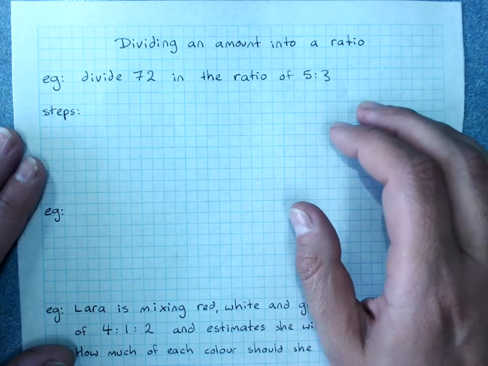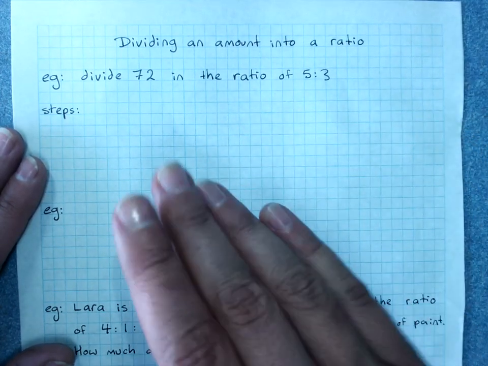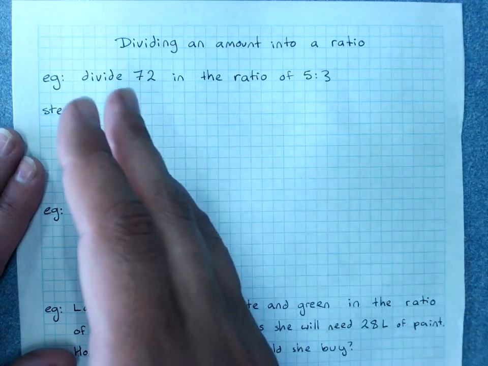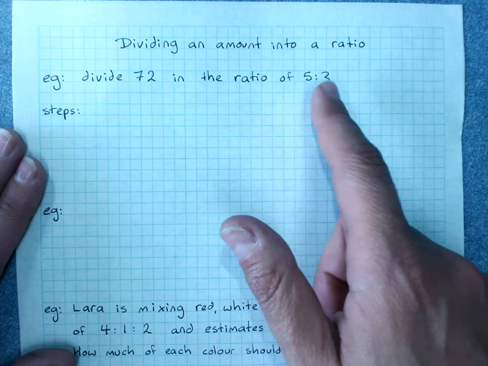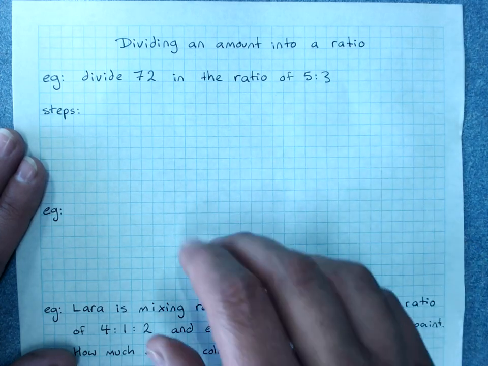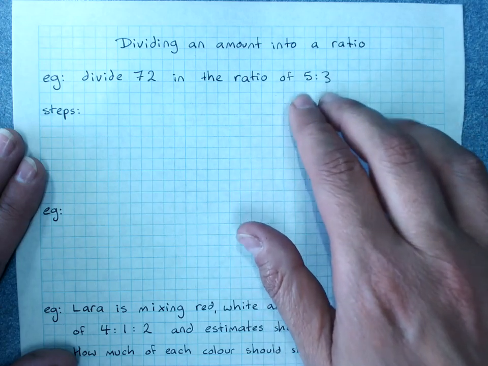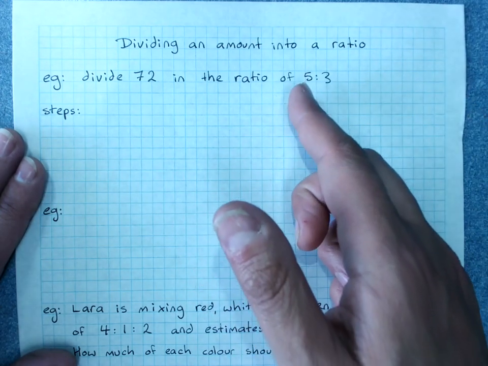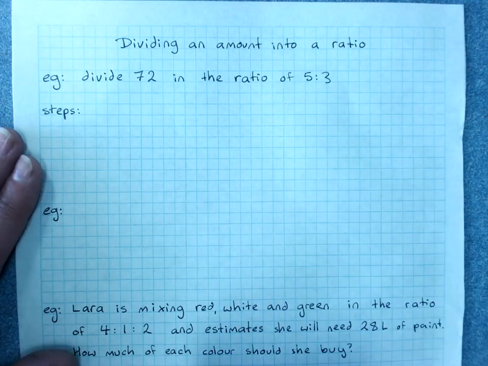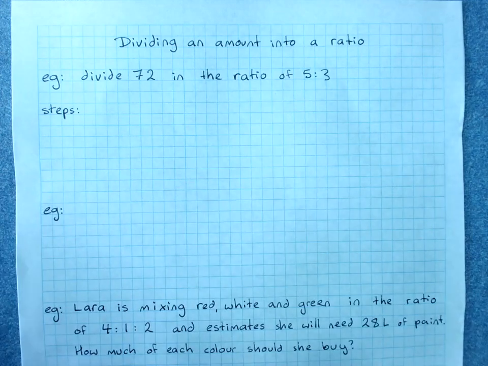Situations like this come up a lot when, for example, a friend of mine and I had been paid $72 when we did some work for someone, but I'd done 5 hours' worth and my friend had only done 3. We'd have to share this fairly by working out how much that was for 1 hour. I should get 5 lots of that, my friend should get 3 lots of that. So this sort of question comes up a lot.